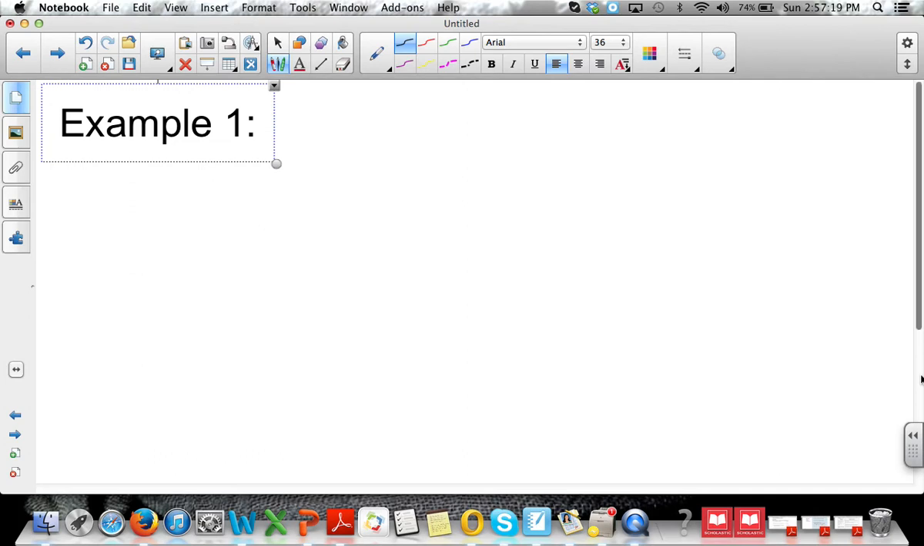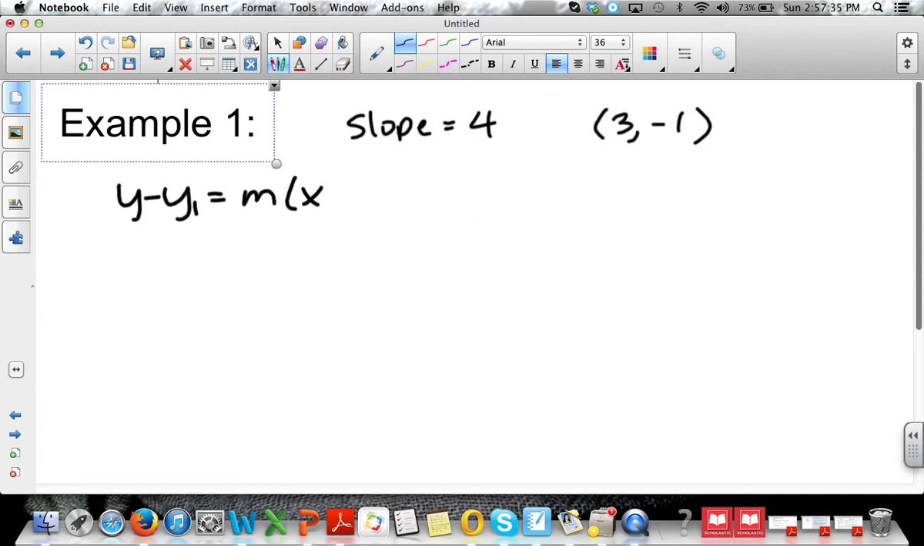Okay, let's say the slope is 4, and we've got a point 3 comma negative 1. So let me write the general form again. Okay, and then when you're writing your equation, you're just going to plug in the stuff you've got. So I know that 4 is m, 3 is x1, and negative 1 is y1. So now I'm just going to plug everything in.